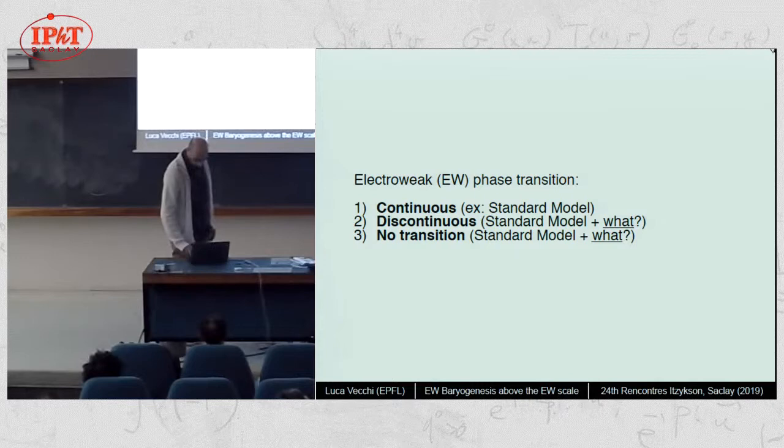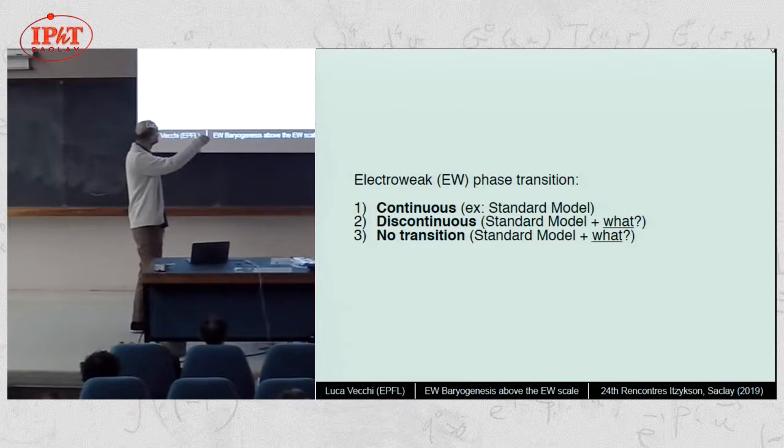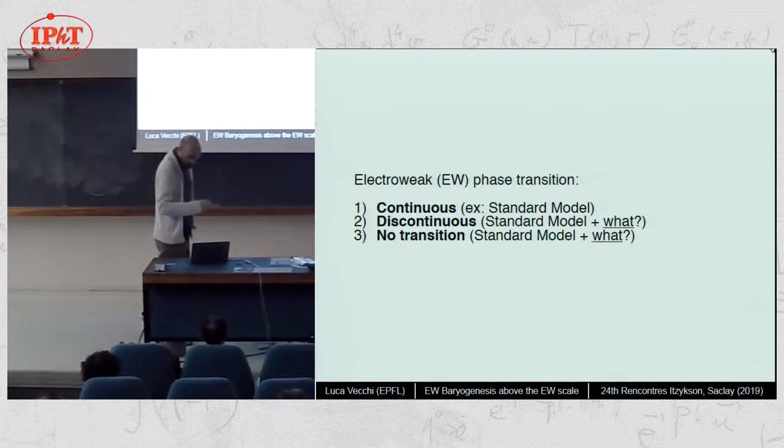So we'll talk very briefly about the first one, because this is what the standard model does, and we are all familiar with that. And then I will mention some examples about the discontinuous possibility. This has been studied quite a bit. And then I will mostly focus on the third one, which is the new one. Okay.